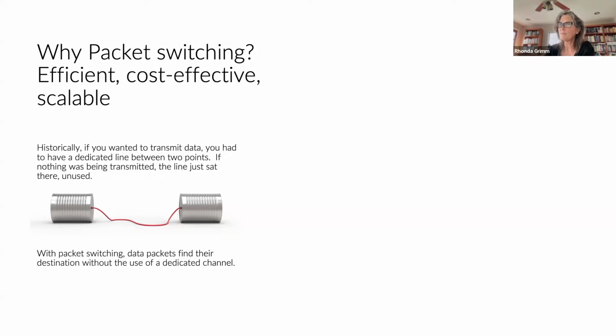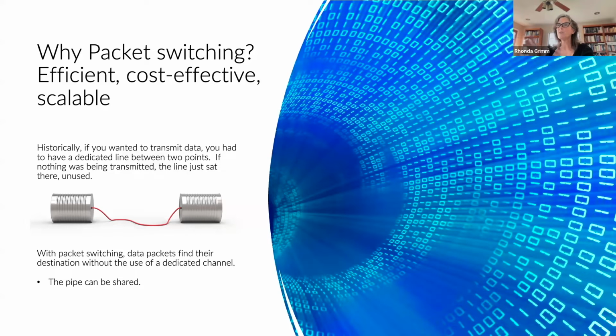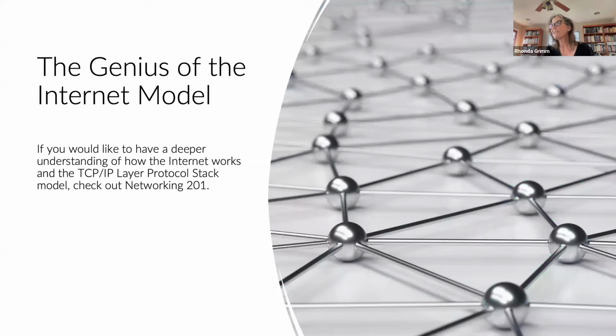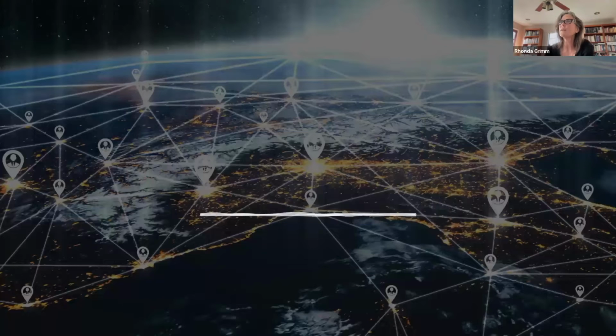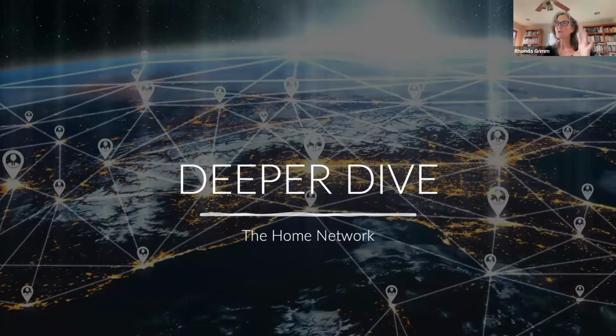So with packet switching, data packets find their destination without the use of a dedicated channel. You can throw all this data into one big pipe. The pipe can be shared, and all the packet needs is the address and a few protocols to push it along the way to get it where it's going. So it's really this whole internet model, the TCP/IP layer protocol stack model, which we actually cover in detail in Networking 201. But for the purposes of this course, we'll skip this part. So that's basically how things get around the internet.